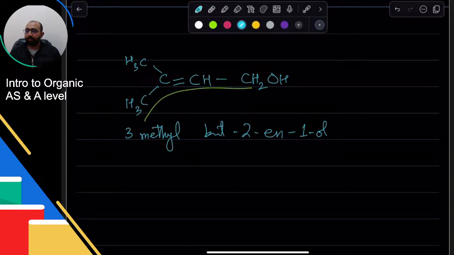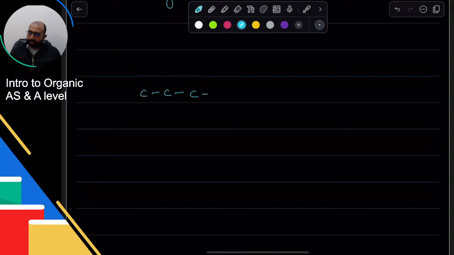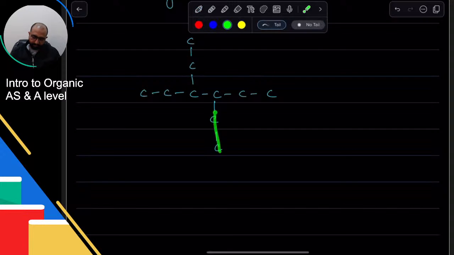Okay. Let's try to identify the long chain. Let's wait a second. So I have this one. Can you tell me the long chain here? Okay, which one is the long chain? Is it this? It has 5 carbons. I don't think so. Is it this? 5 carbons? No.